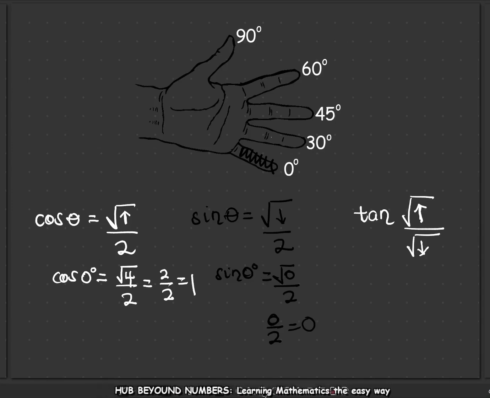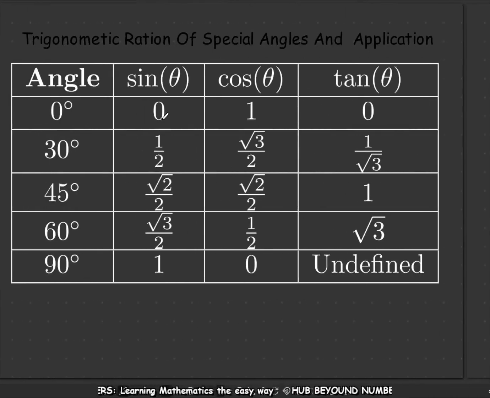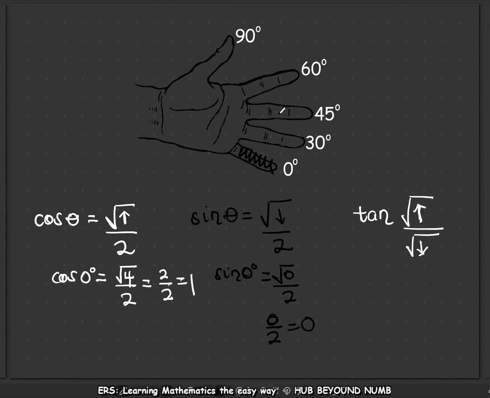You can look at your table to confirm. Looking at our table, you see that the sine of 0 gives us 0, and the cosine of 0 gives us 1, just as we've proved with this finger. So that is just it. If you understand this concept, you'll be able to do all. Just understand that if you want the cosine, it is the square root of the number of fingers above all over 2. If you want the sine, it is the square root of the number of fingers below all over 2.